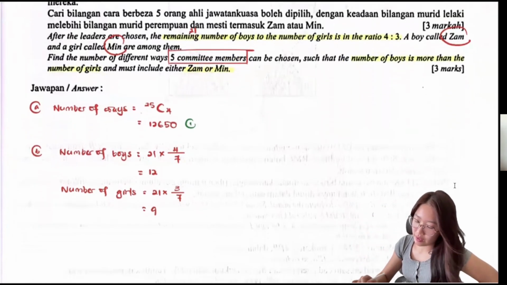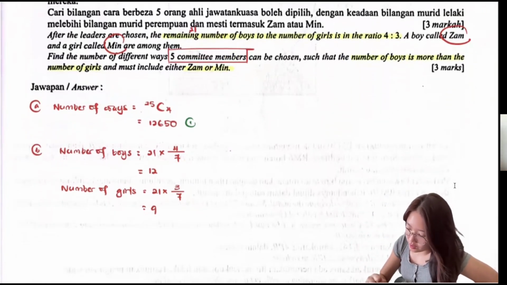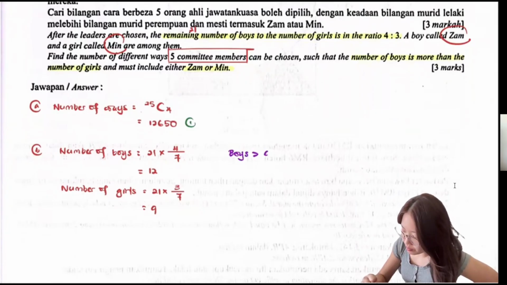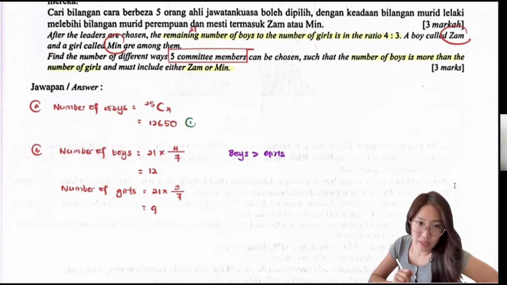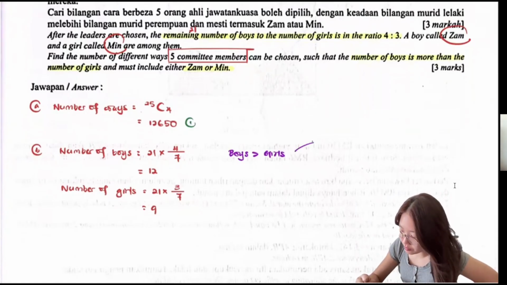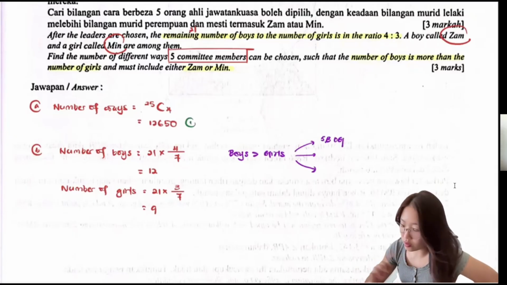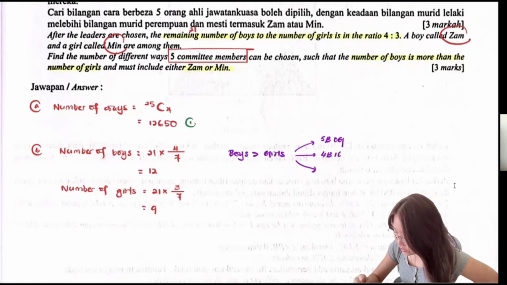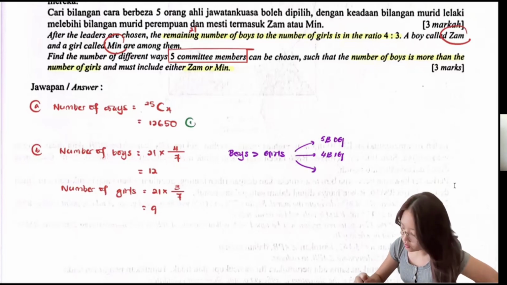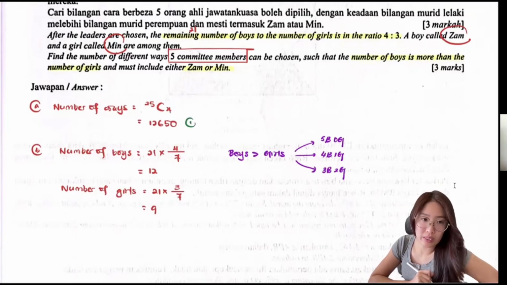Now first, break down one by one. If you say that number of boys must be more than girls, so meaning you can have 3 different outcomes. It can be 5 boys, 0 girls. 0 is also a number, so boys are greater than girls. And then, or you can have 4 boys, 1 girl. Or 3 boys, 2 girls. If boys have to be more than girls.